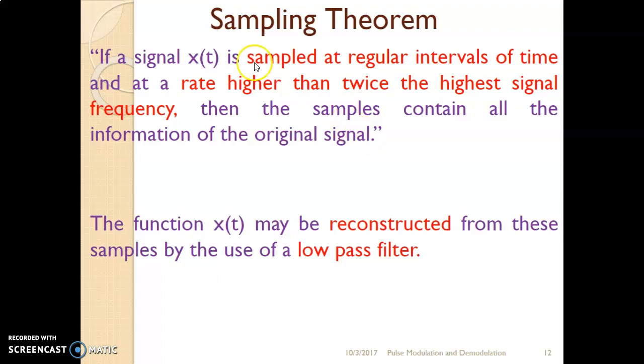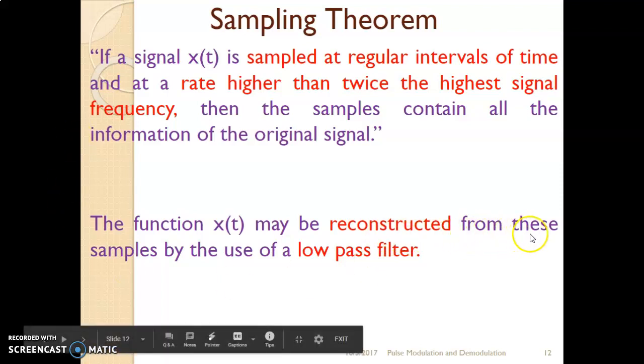Meaning, if there is an analog signal x of t whose frequency is, let us say, fm, then the sampling frequency fs should be higher than twice the highest signal frequency. The sampling frequency should be twice the maximum signal frequency. Only then, when the original signal is reconstructed, will all the information be retrieved. The function x of t may be reconstructed from these samples with the help of a low pass filter.